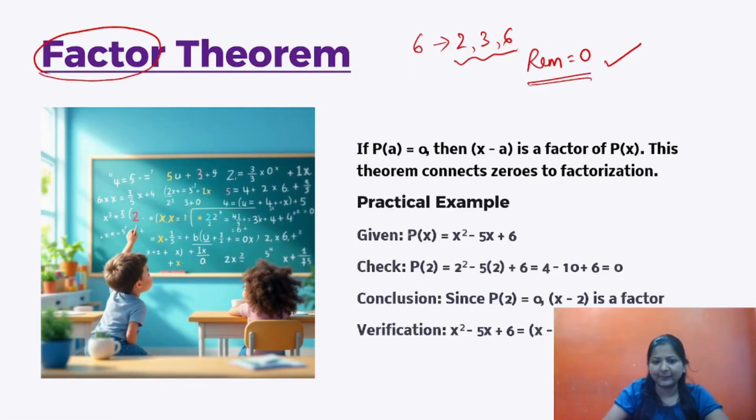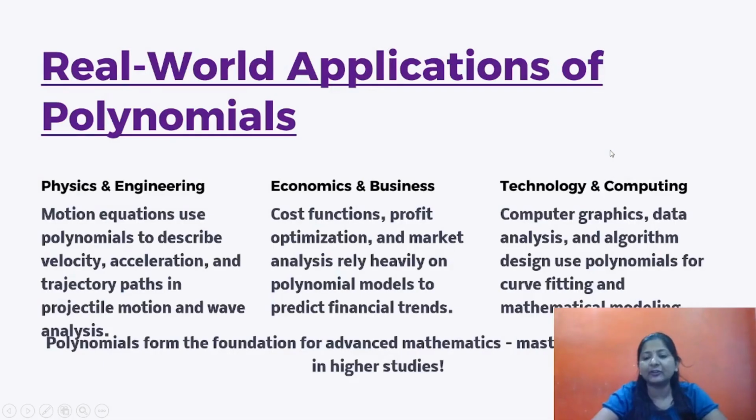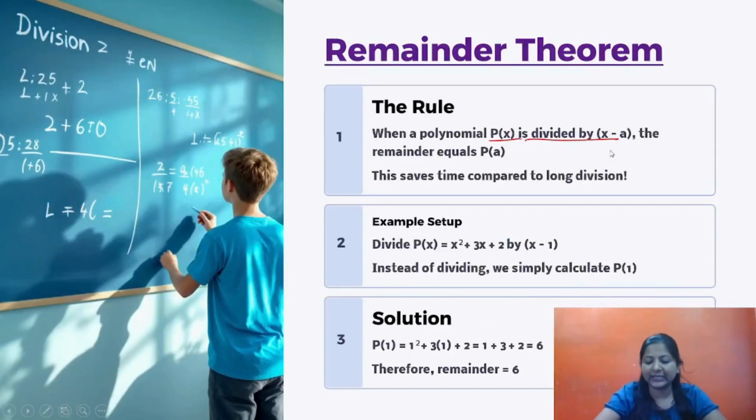Okay, let's take an example. Let p(x) is equal to x square minus 5x plus 6. By substituting the value of 2 over here, we are getting the remainder as 0. It means that x minus 2 is one of the factors of this given expression. So the factor theorem says that whenever you put a value in the expression and you get p(a) equal to 0, then x minus a is known as a factor of that polynomial. I hope there is no issue regarding that.